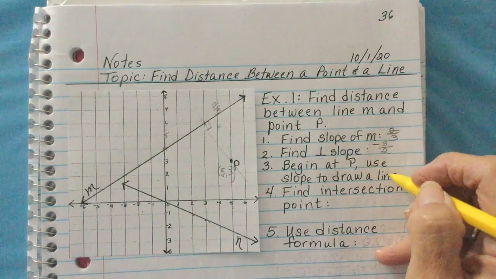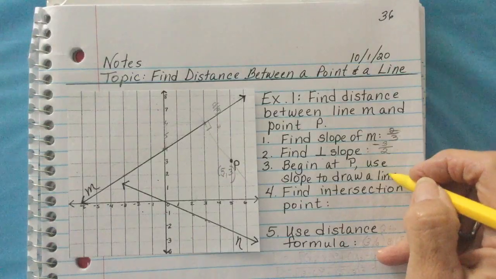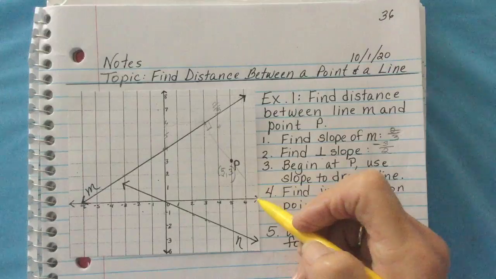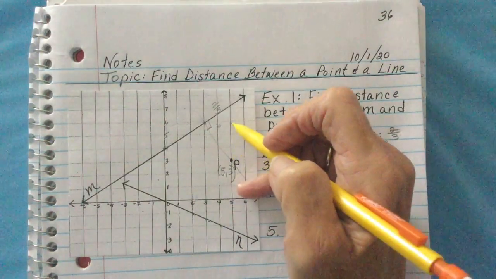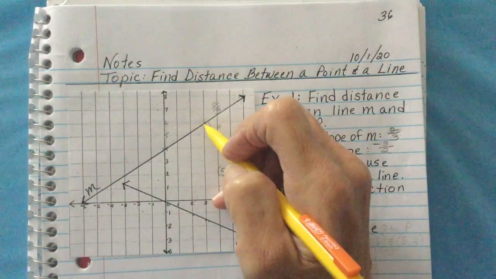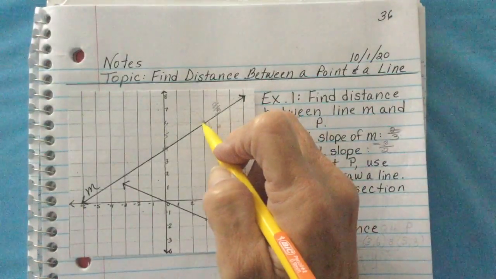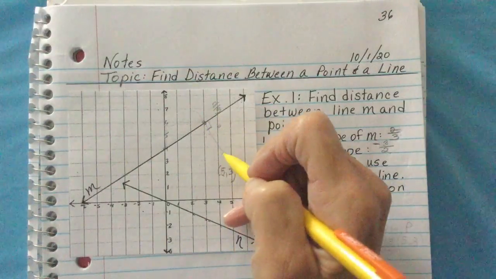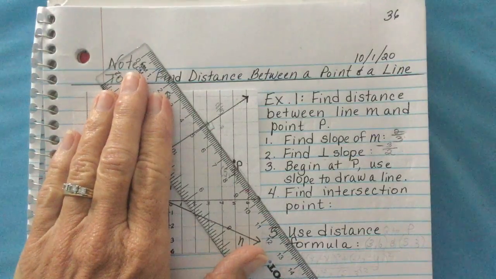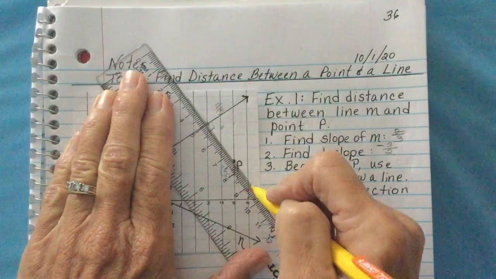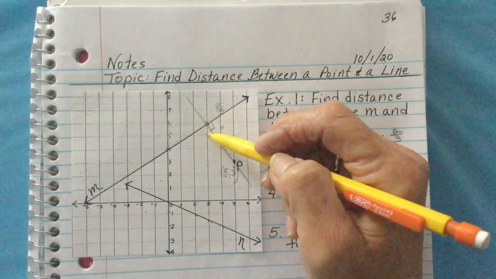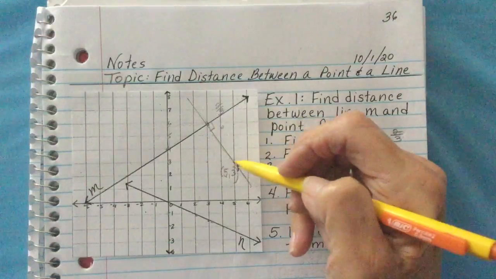Now I'm going to begin at P and use that slope to draw a line. I have to go down 3 and over 2, but wait, I can't really go that way, so let's go up 3 and back 2. Sorry about that. That point right there is where I connect to make a perpendicular line, which is where we kind of thought already. If I connect those two, now I have a perpendicular line. Let's just double check. 1, 2, 3, down 3, 1, 2.